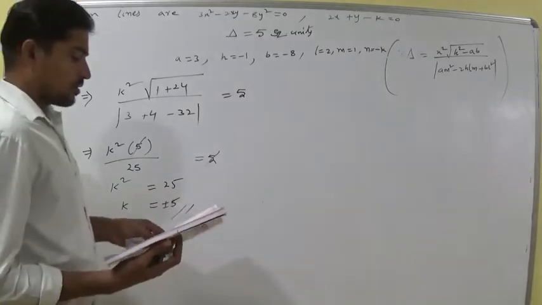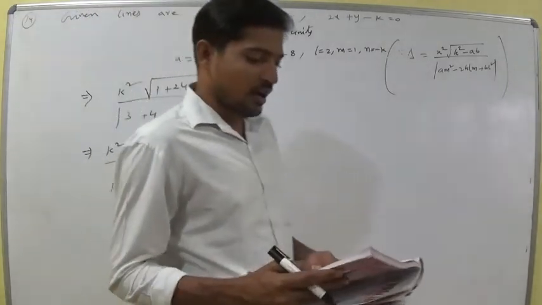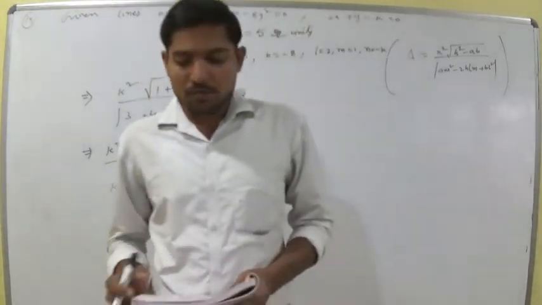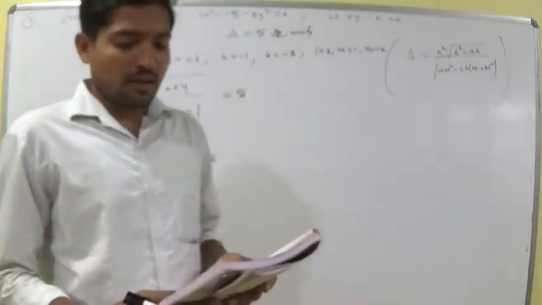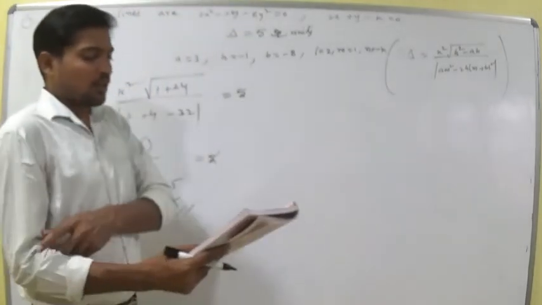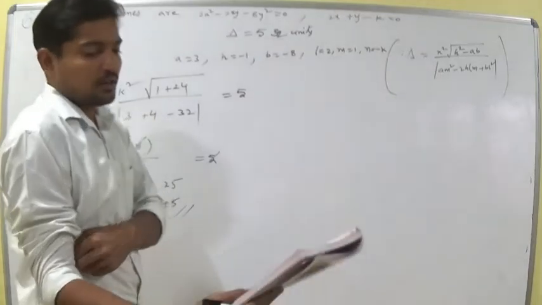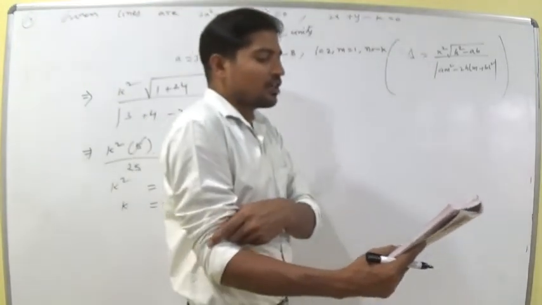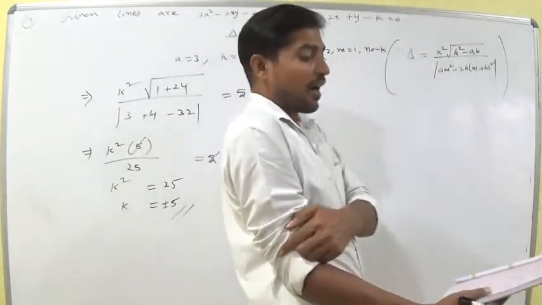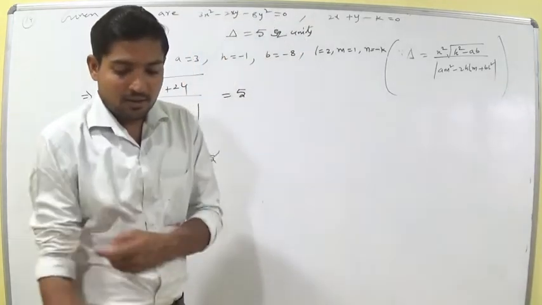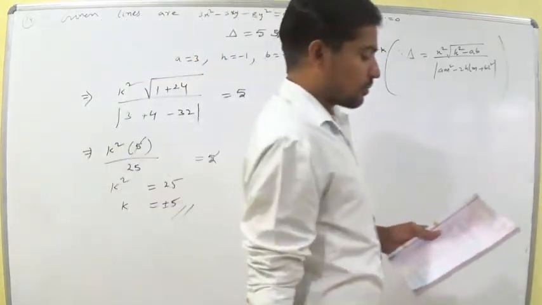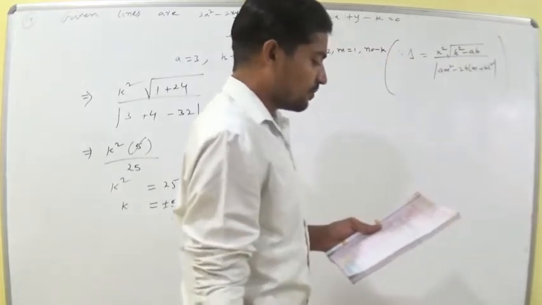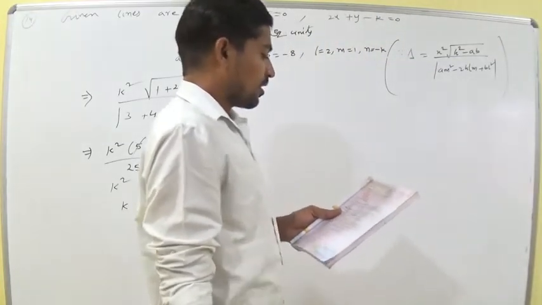Now the next one: the equations of the sides AB, BC, CA of a triangle ABC are given here. Then find the equation of the internal bisector of angle A, which is 7x plus 7y plus 18 equal to 0.